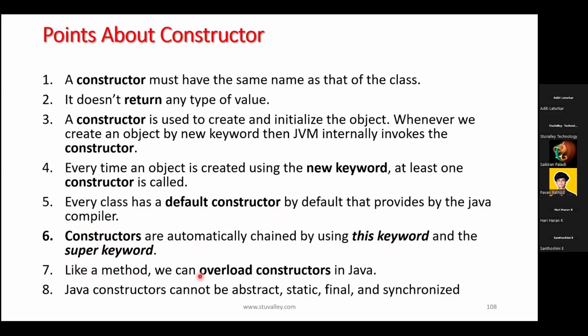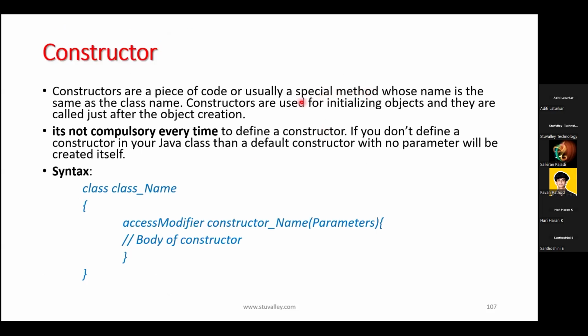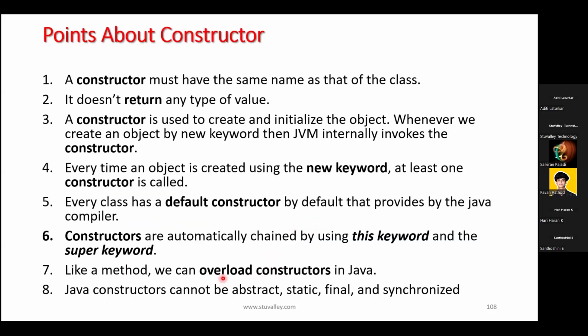Like a method, we can overload constructors in Java, as it is a special method itself. We have seen that it is a special method. That's why, as with method overloading, we can overload constructors as well. Java constructors cannot be abstract, static, final, or synchronized. These are the non-access modifiers. We are going to learn all of these one by one later. So just remember that we cannot give these non-access modifiers to constructors.